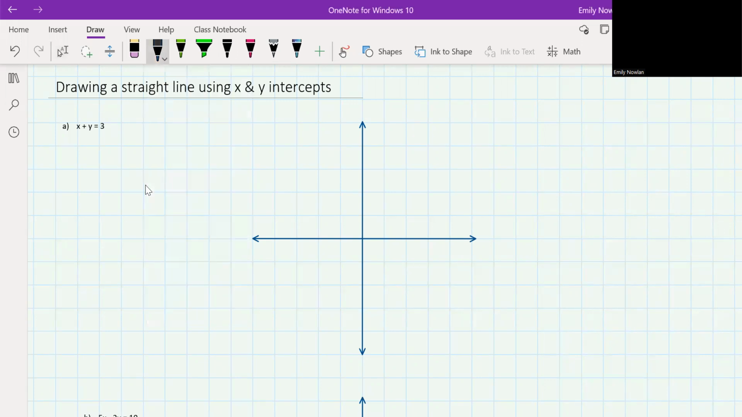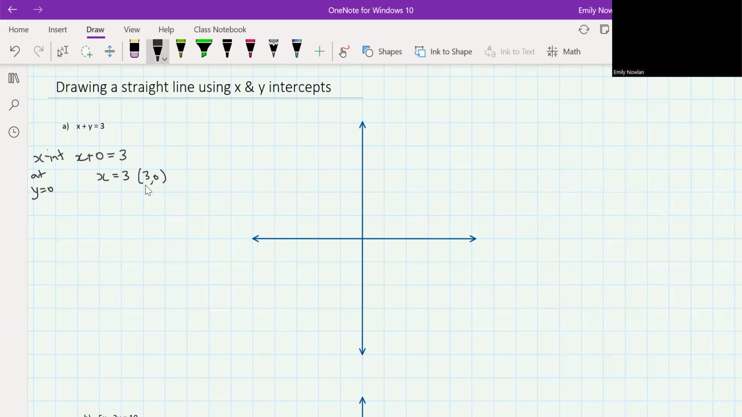So the first thing we need to remember is that X intercepts occur at Y equals 0. So we take the equation, here's the equation here, and we replace the Y there with 0. So rather than saying x plus y equals 3, it's now going to say x plus 0 equals 3. And what's the x equal to then? X is equal to 3. And we can write that as a point, (3, 0).